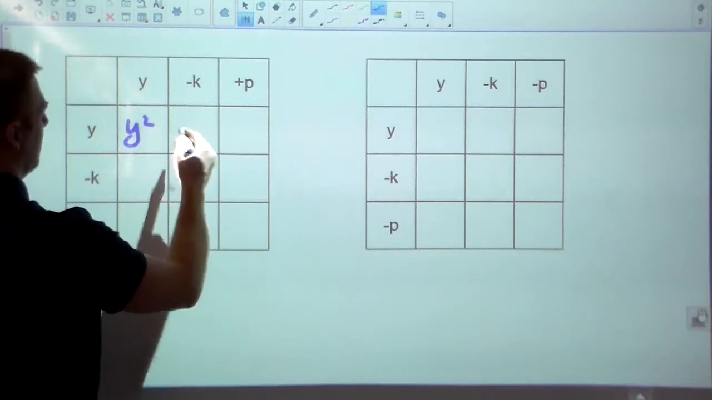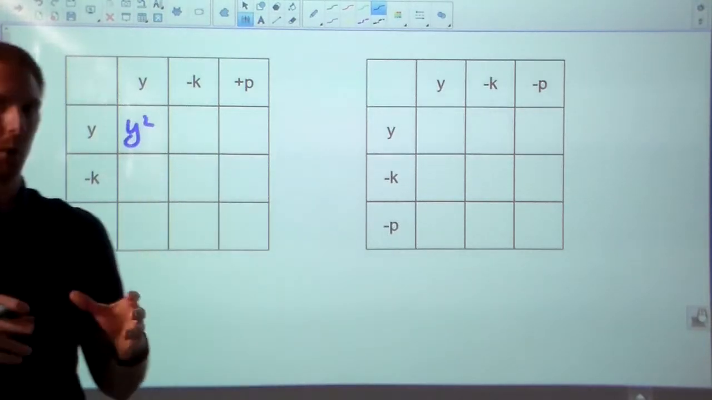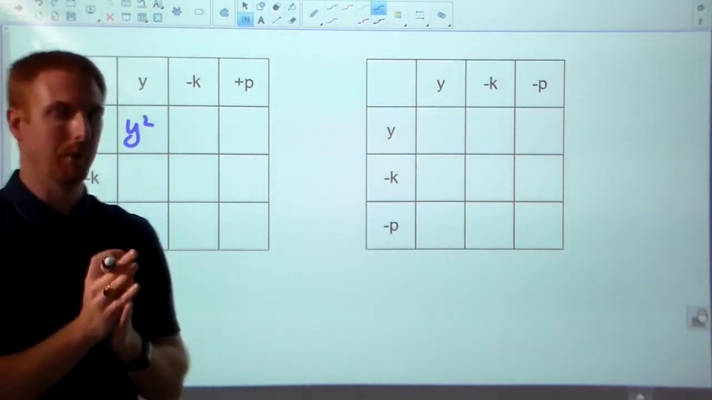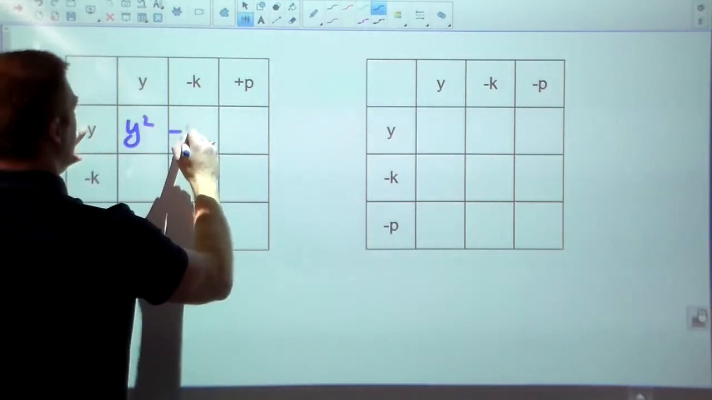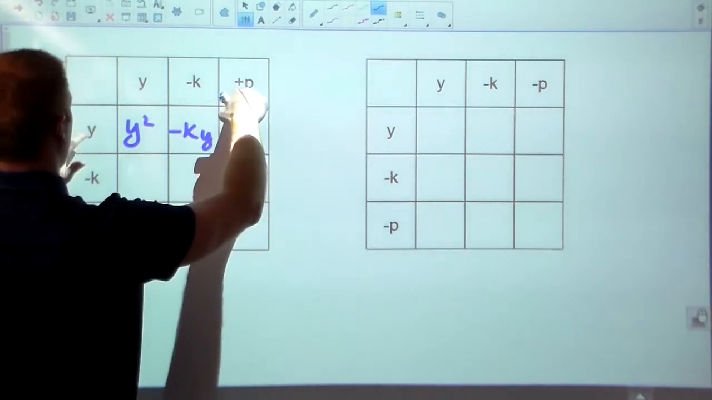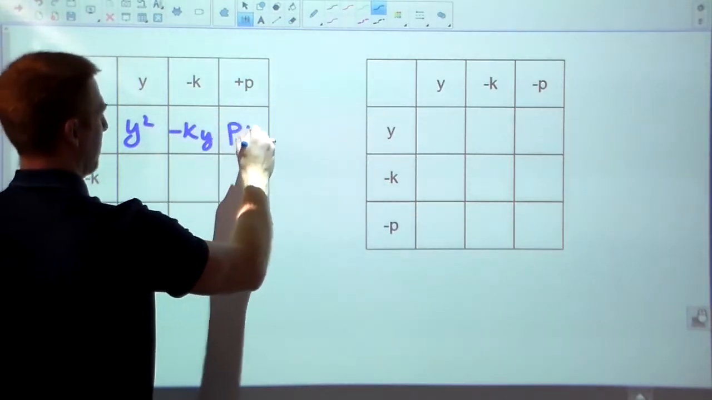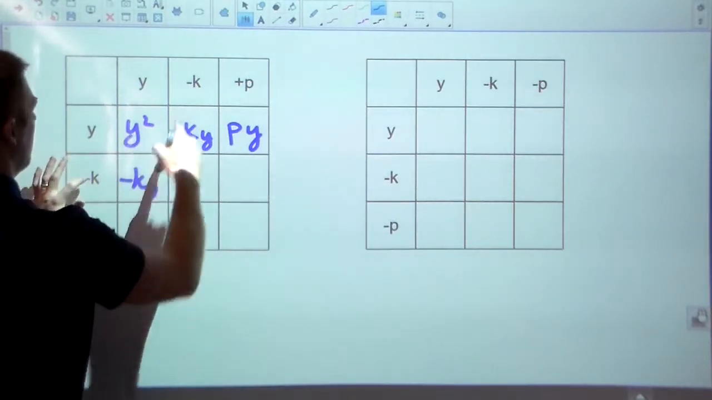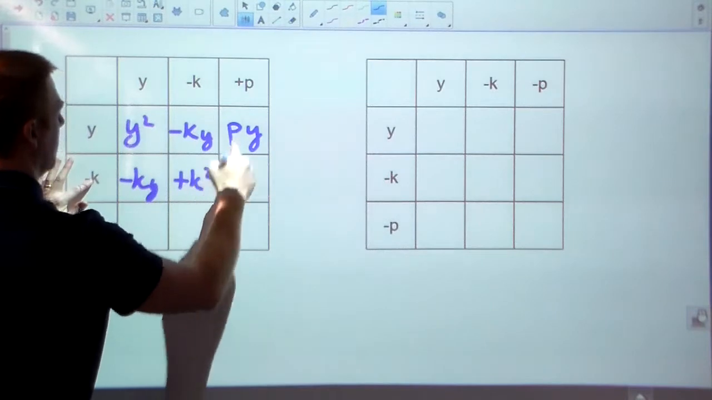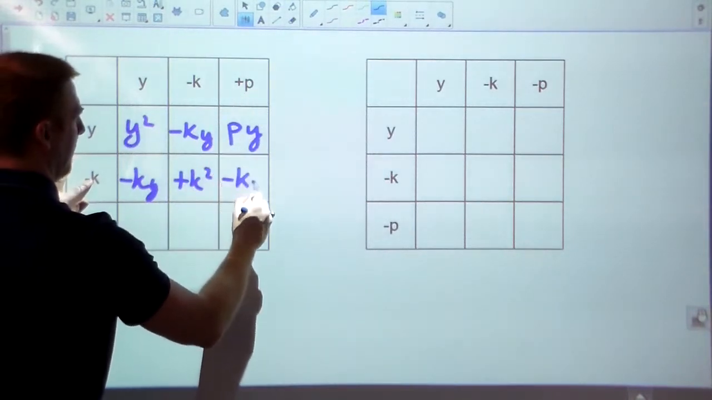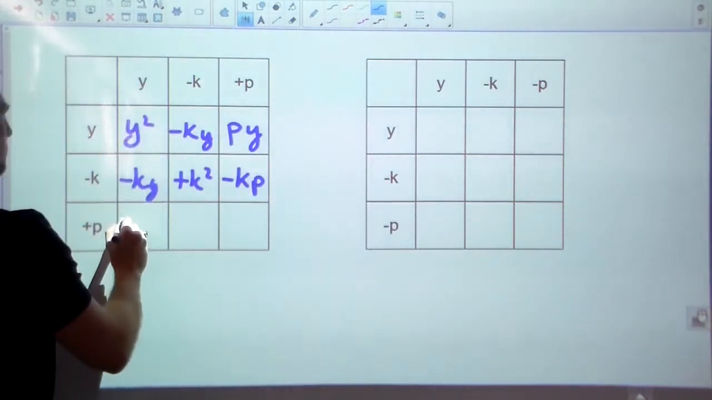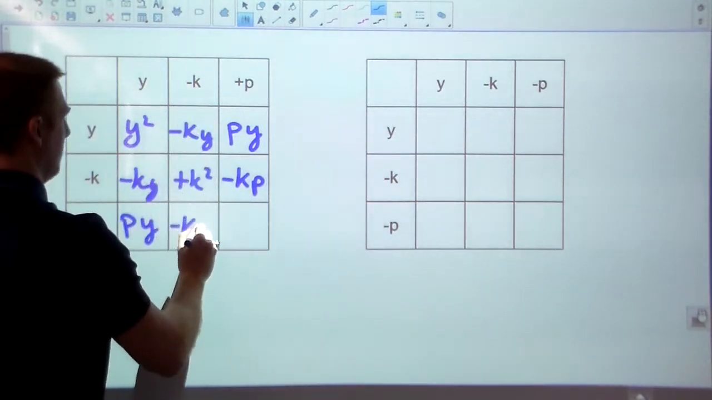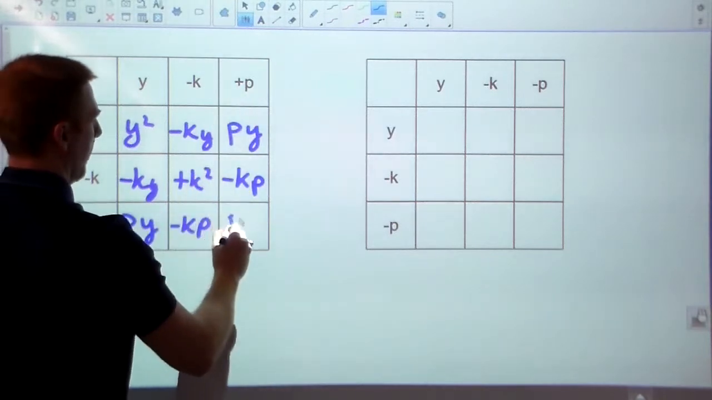Y times k. And I would keep everything in alphabetical order, so it's easy to know which terms combine. That just helps you organize things better as well. So minus, and we'll say ky, and then plus, we'll say py. Again, keep it in alphabetical order. Here would be minus ky. Here would be plus k squared. Here's minus kp. Here would be plus yp, or let's do py, keep it in alphabetical order. Minus kp, and then finally p squared.